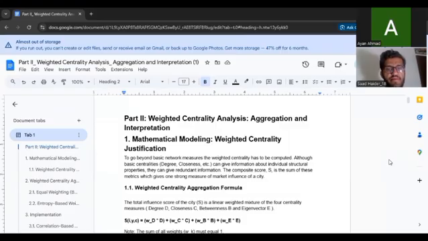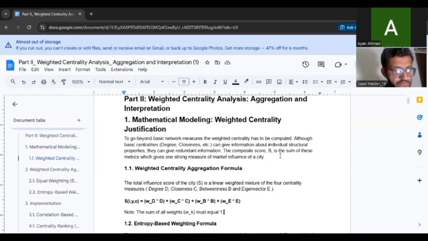Thank you. Weighted centrality analysis, aggregation, and interpretation. Our main goal was to take four different influence scores for each city: degree, closeness, betweenness, and eigenvector, and combine them into one strong influence score S. This is defined in section 1.1.